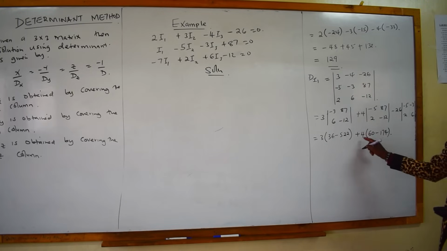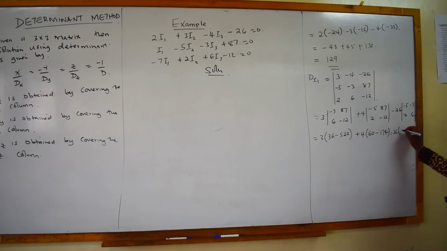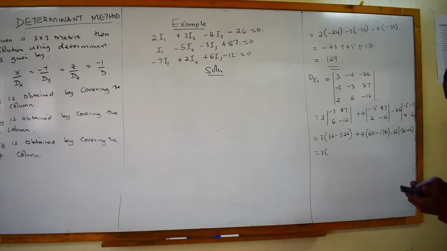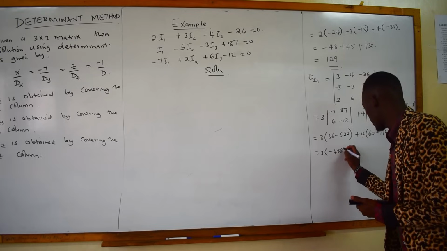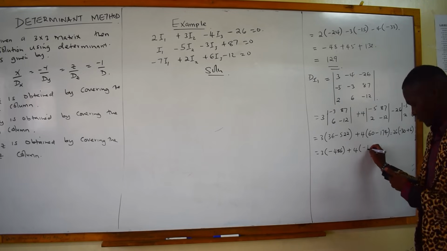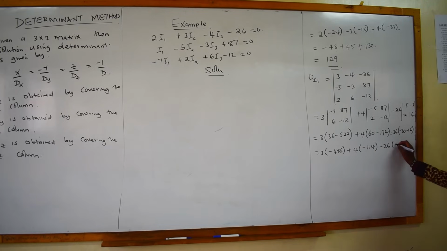So we have that. Now the last term we have negative of 26. Then 6 times negative 5 gives you negative of 30. Then subtract 2 times negative 3, which gives you negative of 6, but you have a negative here, so it becomes positive of 6. So therefore we shall have 36 minus 522 gets negative 486. Then plus 4, we have 60 minus 174 gets negative 114. Then minus 26, negative 30 plus 6 gives you negative of 24.